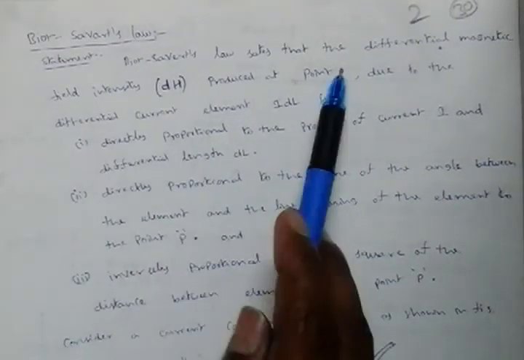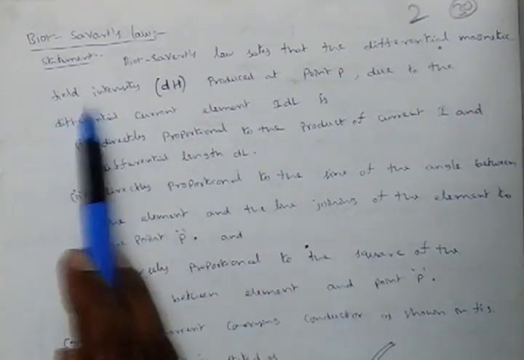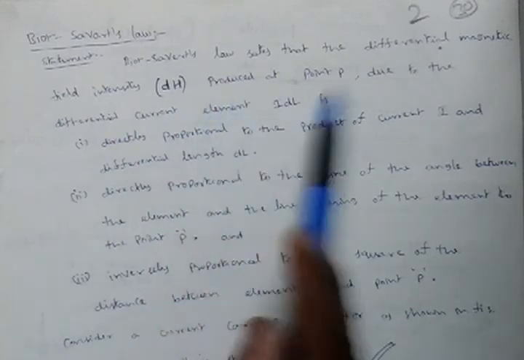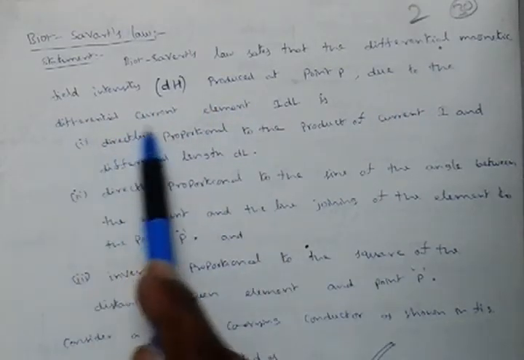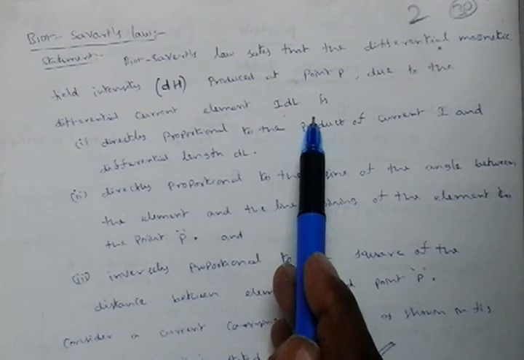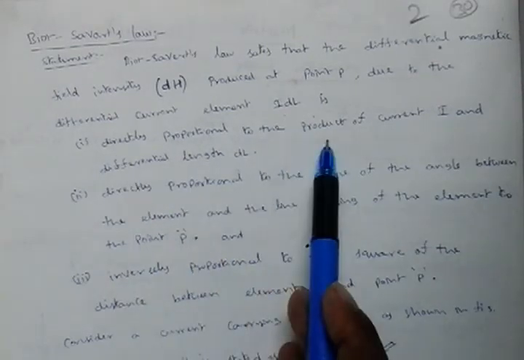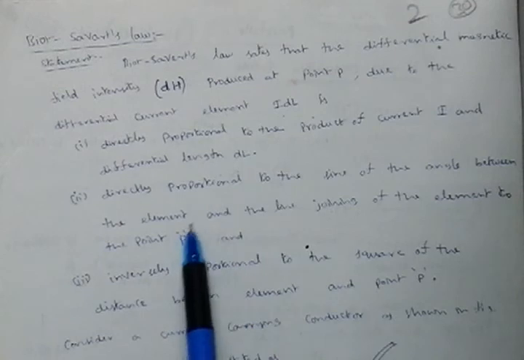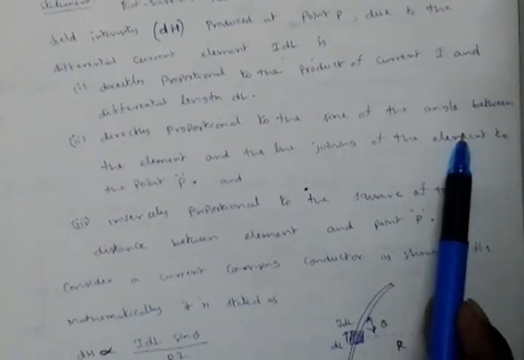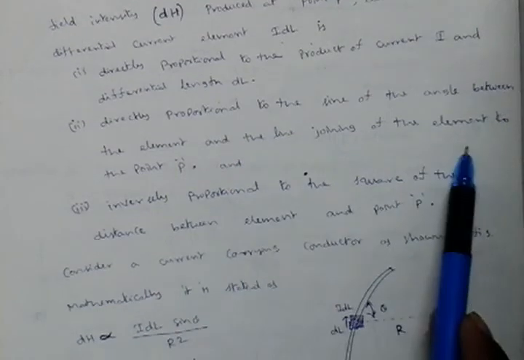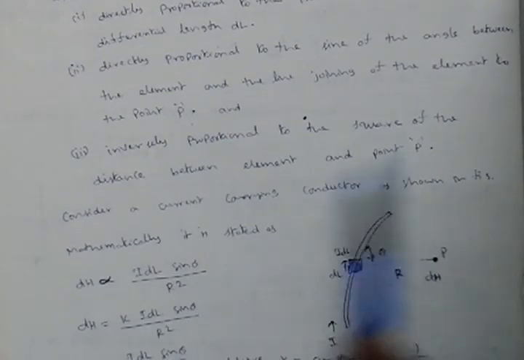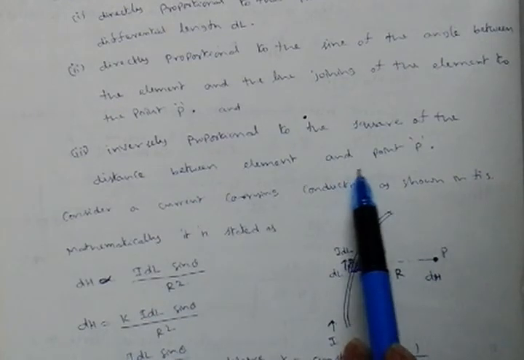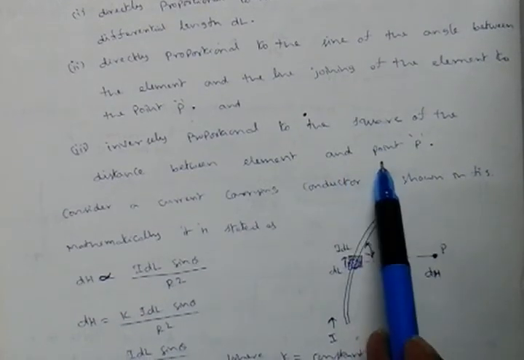Biot-Savart's law states that the differential magnetic field intensity produced at a point P due to the differential current element I dl is directly proportional to the product of current and the differential element, directly proportional to the sine of the angle between the element and the line joining the element to the point P, and inversely proportional to the square of the distance between the element and the point P.